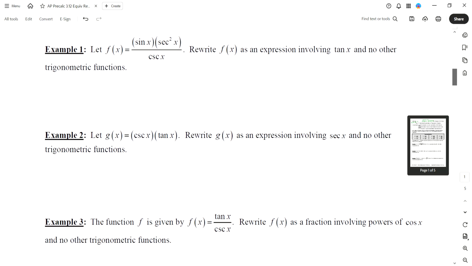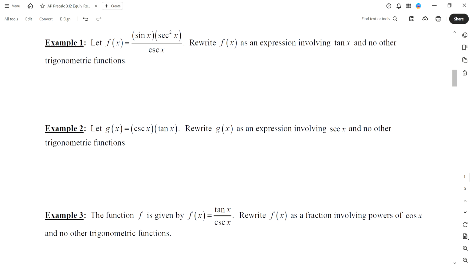So let's walk through it. The first thing that we will do when we start to simplify is, for the most part, we will try and plug in what we can with sines and cosines. For example, sine of x times secant squared of x. So this is equivalent to sine of x. What is secant squared the same as? 1 over cosine squared.